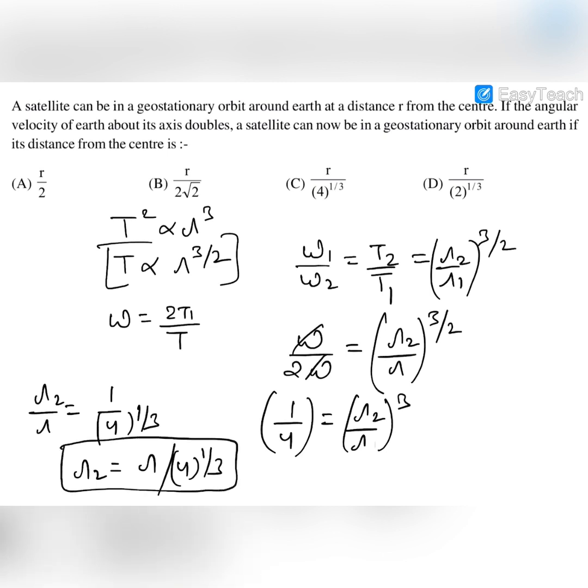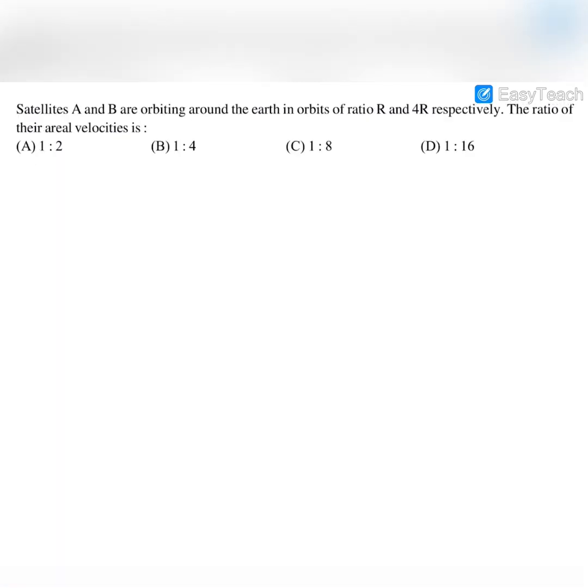Okay, so the correct answer will be option number C. Now we move on to the next question. In this problem, you can see that satellites A and B are orbiting around the Earth in orbits of radius r and 4r. So we have to find out their areal velocities ratio.